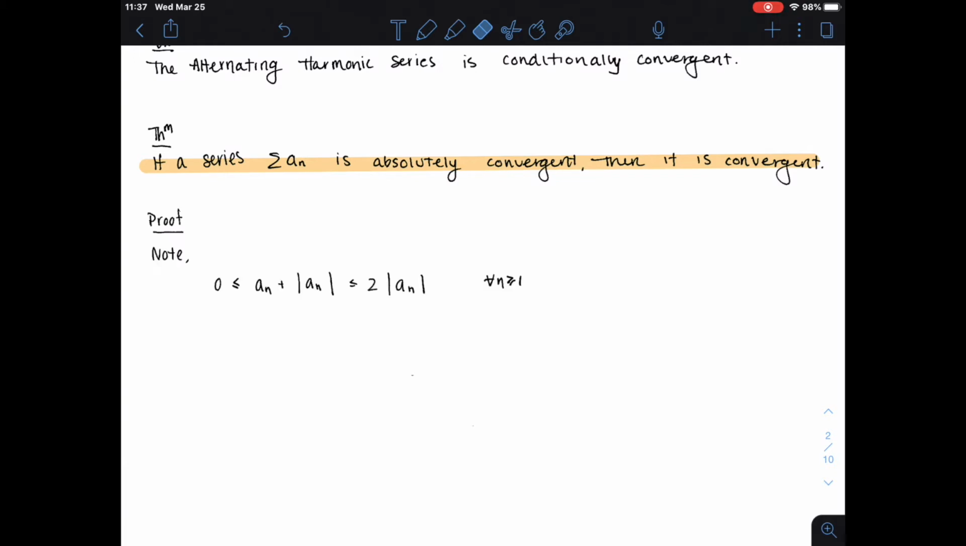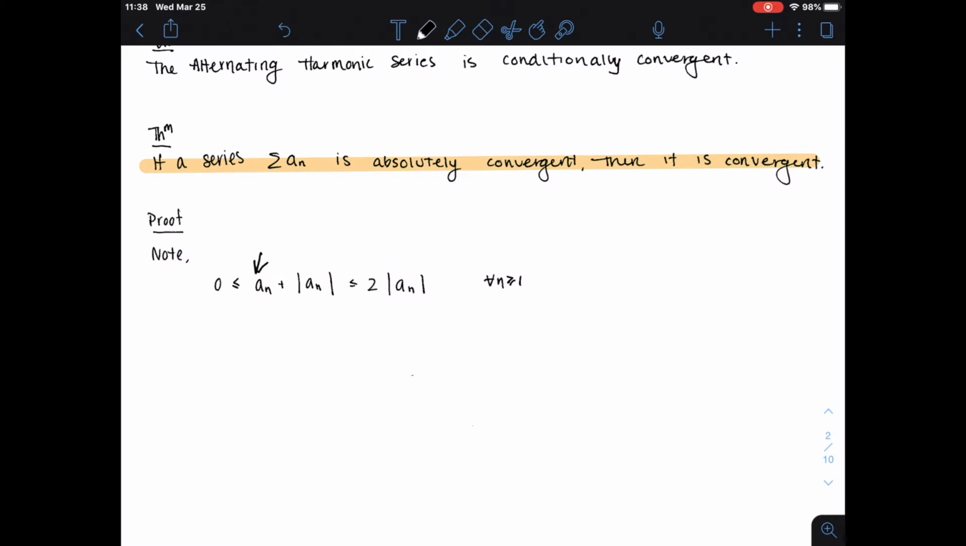So what we want to do is come up with a bound, and we're going to be able to rewrite things a little bit. So if you think of this term a_n, it's possibly positive or it's possibly negative. So if you add the absolute value of it, if they're both positive, you would get 2 times the absolute value of a_n.